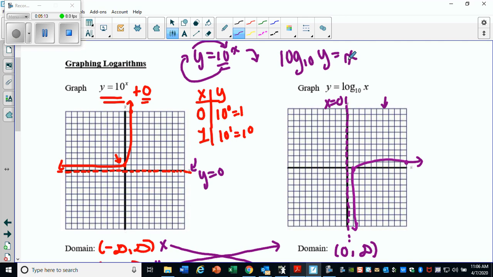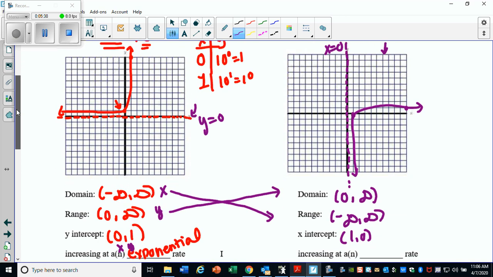So we rewrote it as a logarithmic function, and then you're just switching your x's and y's in order to get the function that I have right here. So now I would have y equals log base 10 of x. That's why we can use our exponential function to get the graph of the log, because all I'm doing is switching my x and y values.